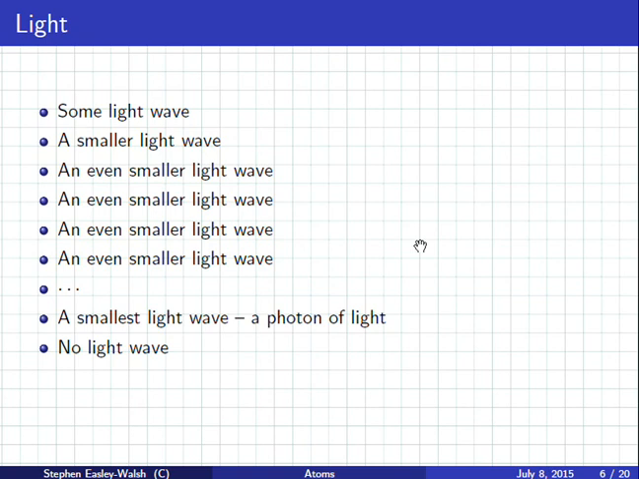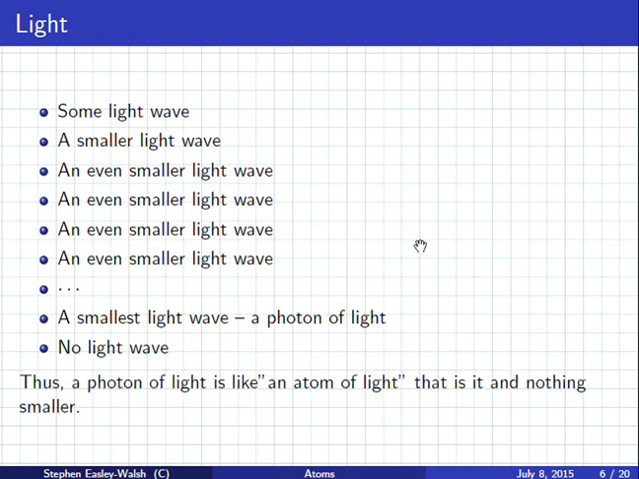So are we all clear what I'm saying here with photon? Yeah. So a photon is like an atom. This is the idea that we have. An atom of light, the smallest part. So it's the smallest, and there's nothing smaller.